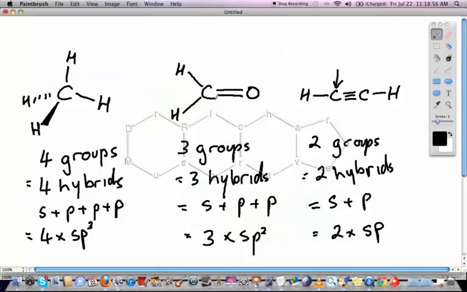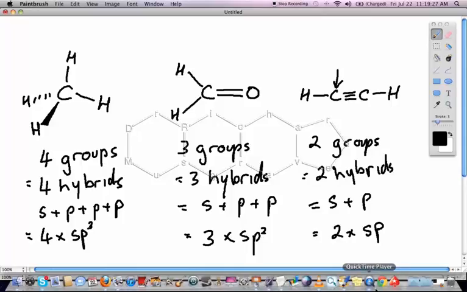Let's say we've got this compound here, which is called formaldehyde. It's got 3 groups attached to the carbon atom. I know there's 4 bonds, but we're only talking about groups attached to the carbon atom. And what we have here is 3 groups. If we've got 3 groups, it means we need 3 hybrids. If we need 3 hybrids, it means we need 3 orbitals to make up those hybrids. And what we would do is we'd mix an s, a p, and a p. And what we'd end up with is 3 sp2 hybrids.